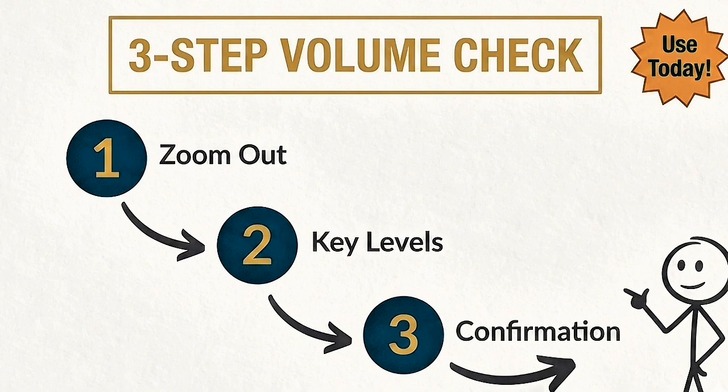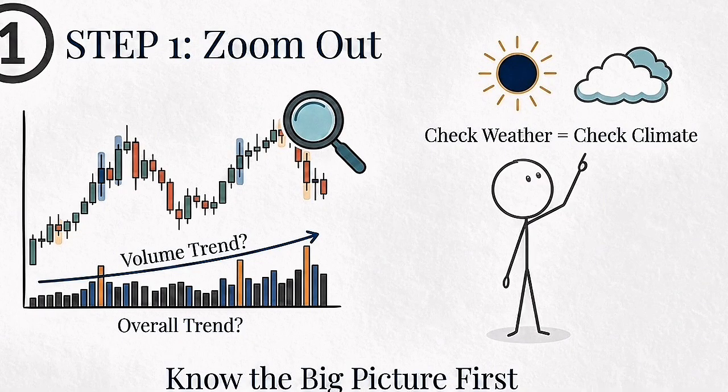Now let's turn everything into a simple process you can use on any chart, any market starting today. I call it the 3-step volume check. Step 1, zoom out. Before you look at individual candles, zoom out to the daily or weekly chart. Ask yourself, is volume overall increasing or decreasing? Are there any unusual volume spikes recently? Think of it like checking the weather before going outside. You want to know the climate before you worry about the rain.